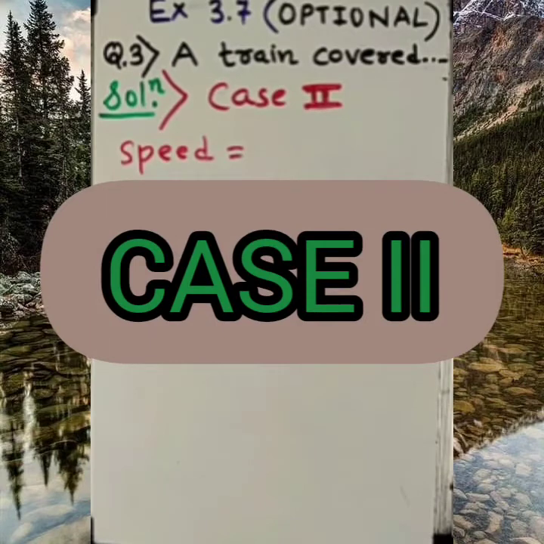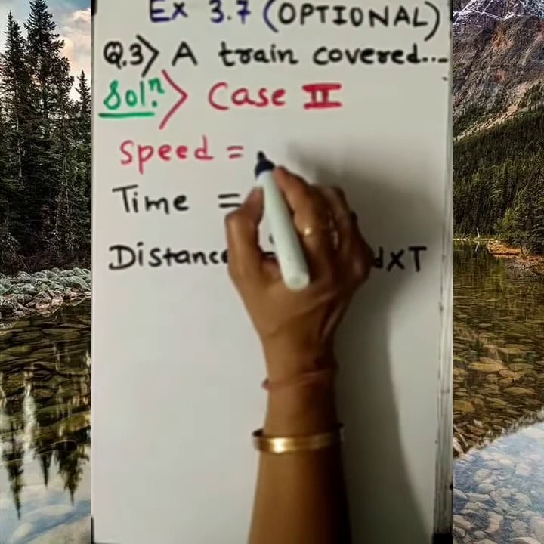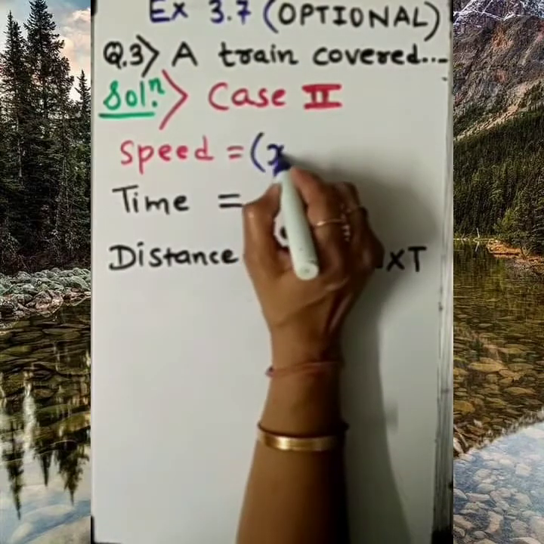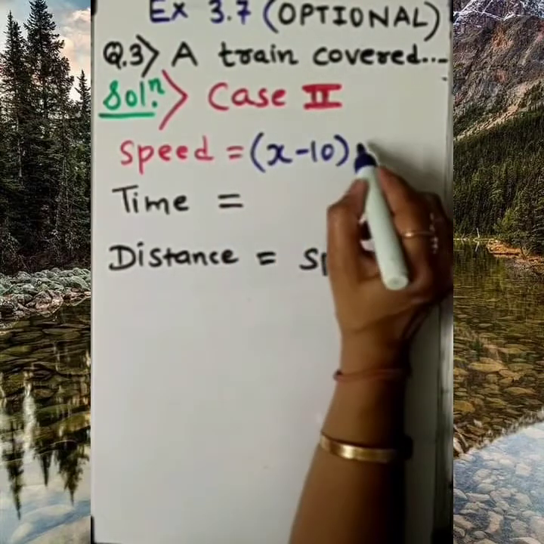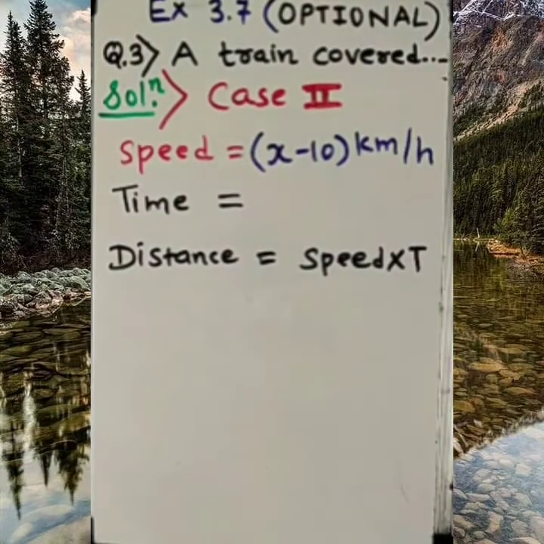So now we will work out case 2. What we are given in case 2 is that the speed of the train is decreased by 10 kilometer per hour. So we need to write the speed as x minus 10 kilometer per hour.